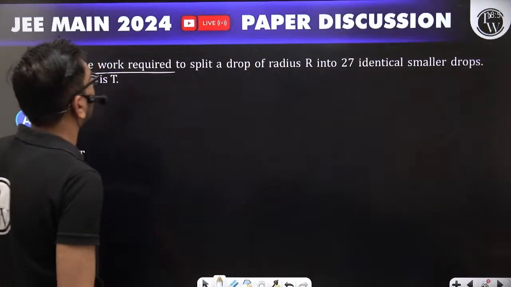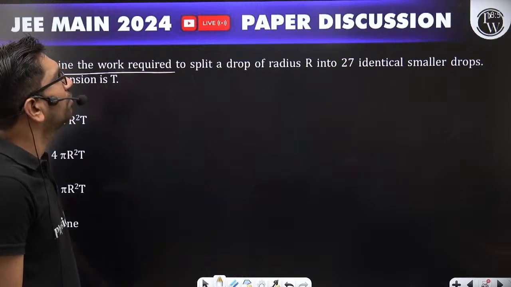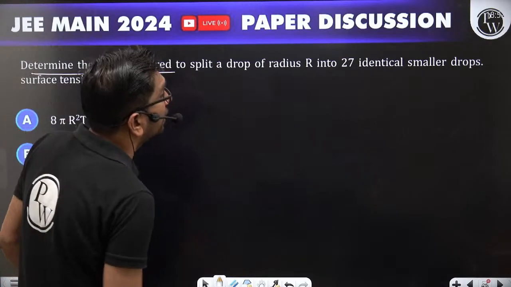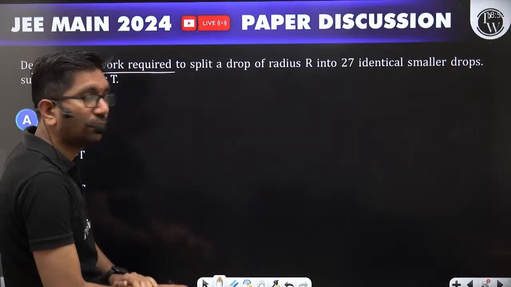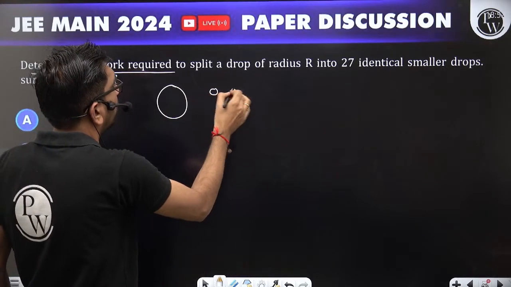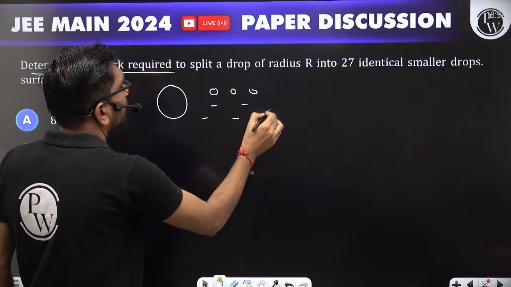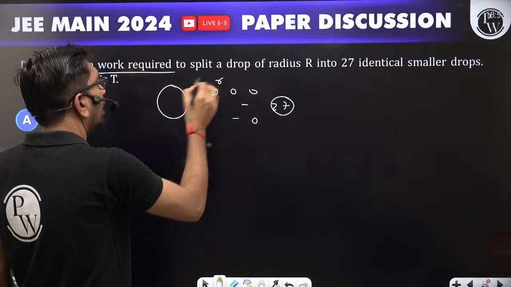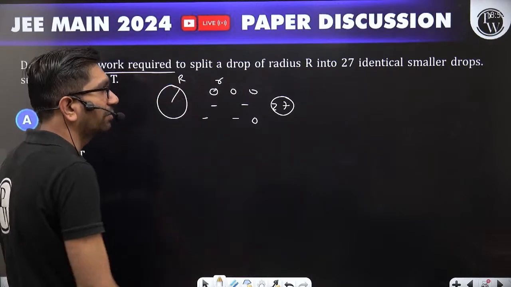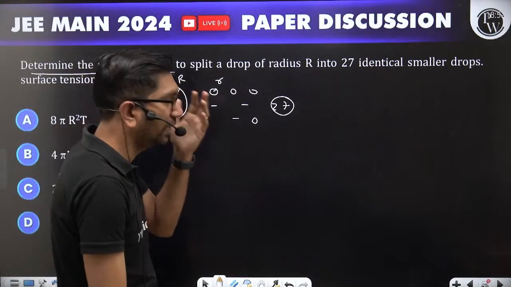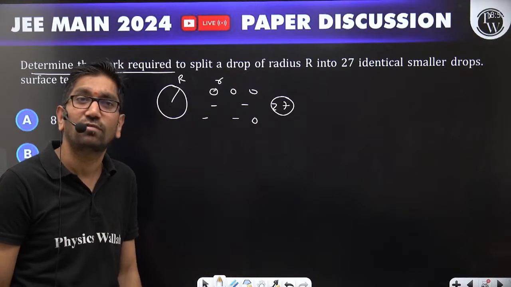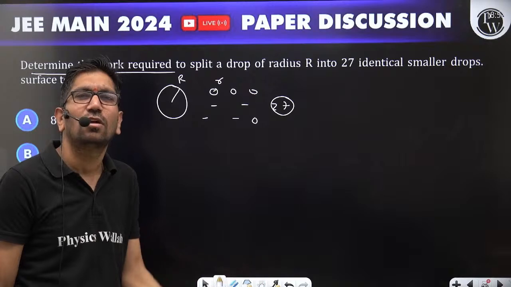Determine the work required to split a drop of radius capital R into 27 identical small drops. This is the bigger drop, and from it we have made 27 small drops. The radius of the small one is smaller, and the radius of the big one is capital R, as given. I think everyone has solved this type of numerical; it is a very common basic numerical.